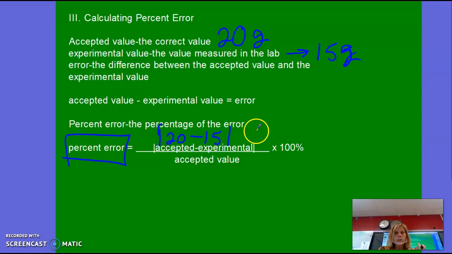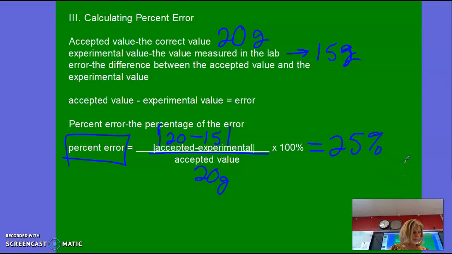So 20 minus 15 is going to be 5, divided by my accepted value. That's 5 divided by 20, and then I want to multiply it by 100 to get it in percent. I should be able to do this in my head, but it's been a long day. All right, my percent error is 25%.